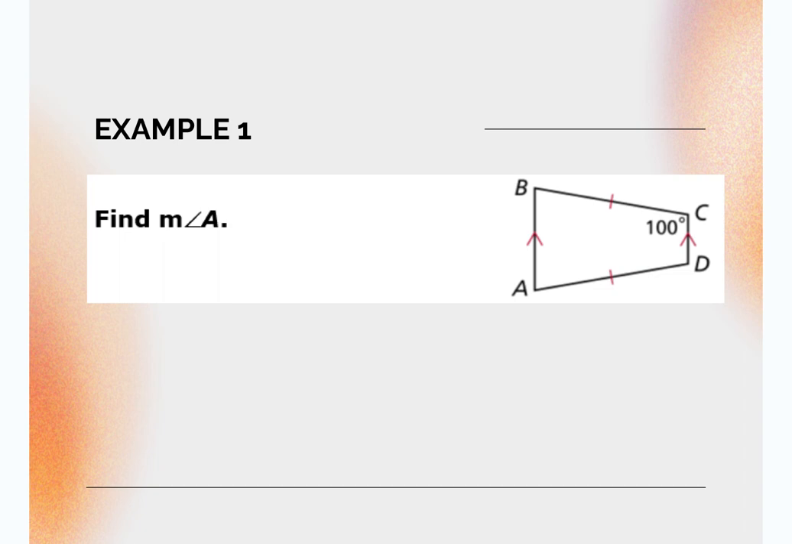All right, so here's our questions. This one just says find the measure of angle A, and from this diagram, this is an isosceles trapezoid. I know it's got one pair of parallel sides, and I know the legs are congruent, which means the base angles are congruent. So this would also be 100, and it means that the consecutive angles are supplementary. So this would be 80, and this would also be 80.